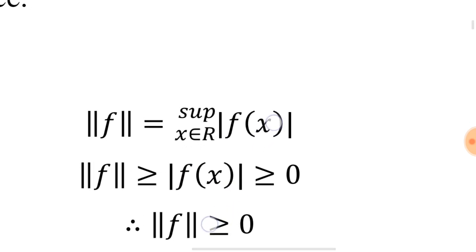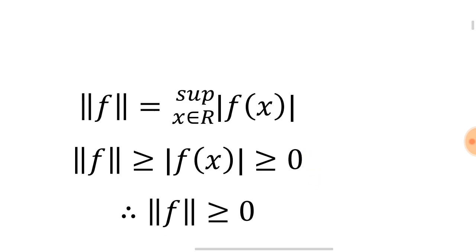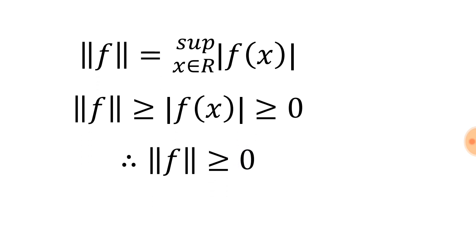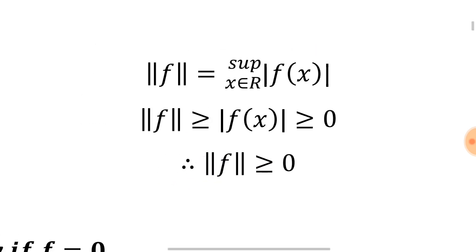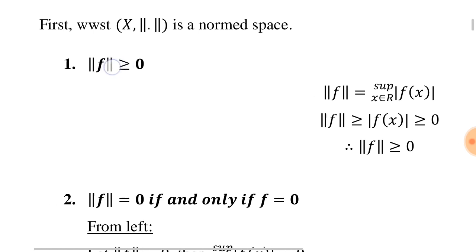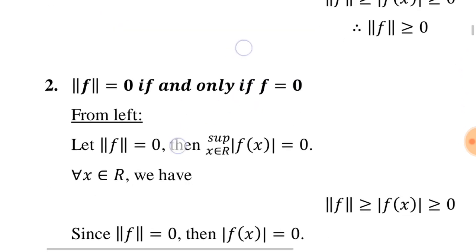Now, based on the definition of the absolute value, the absolute value of f of x is greater than or equal to 0. From this inequality, we have the norm of f is greater than or equal to 0. So this space satisfies the first condition. Now let's jump into the second condition.